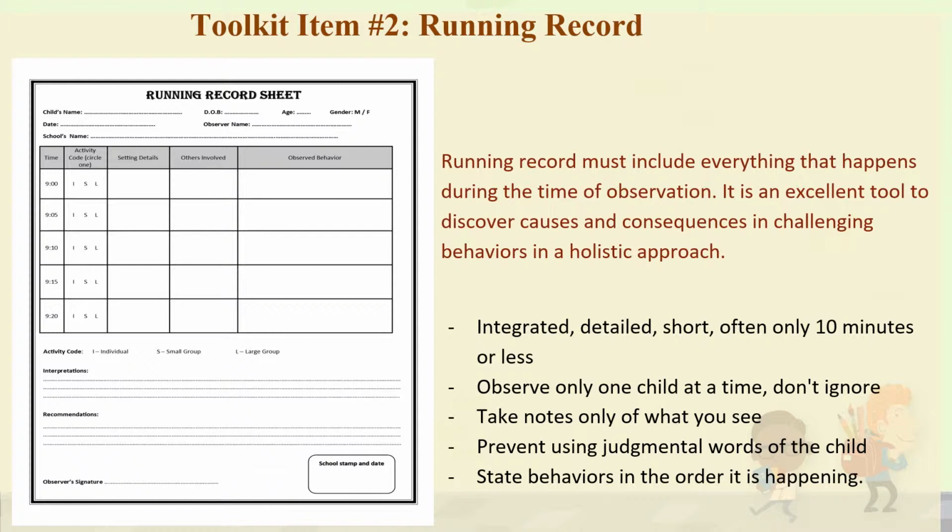A running record must include everything that happens during the time it is observed. This is an excellent tool to discover causes, consequences, and challenging behaviors in a child at a holistic level. It's quite integrated. It's not used for one behavior. It's very detailed, yet short and easy to write, and it takes place within 10 minutes or less. It's to be observed one child at a time on this particular sheet. Another sheet is needed for a different child.